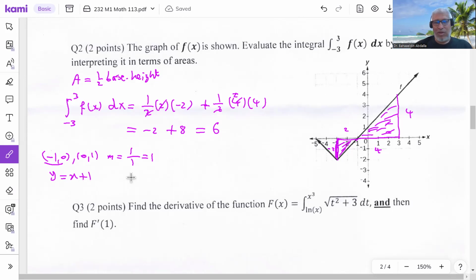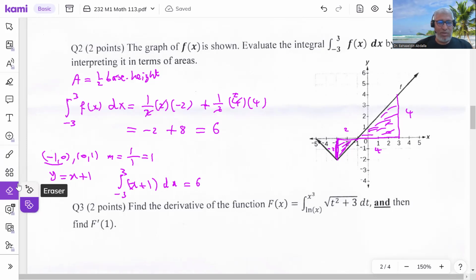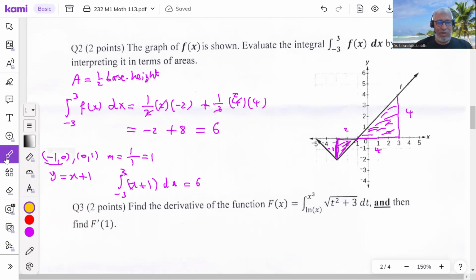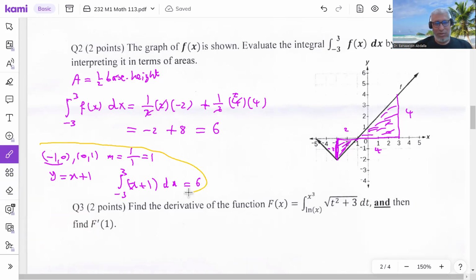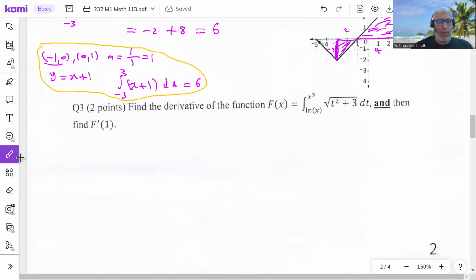So it would be plus 1. So actually, the equation of this line is x plus 1. So this function is actually x plus 1. So you can use the calculator to find the integral of x plus 1 from -3 to 3. And you will find that the answer is 6. All right. So this is just for checking, okay? It's not answering the question. So you don't have to write it in the exam. Okay.